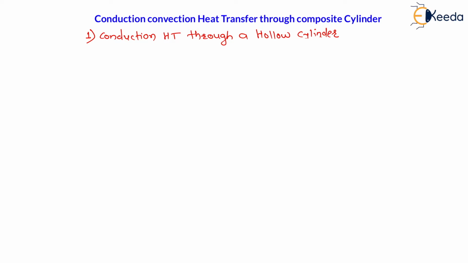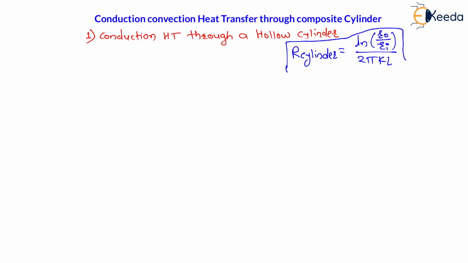Now, my dear students, in the first case, we have seen conduction heat transfer through a hollow cylinder. For this case, we got the thermal resistance through the cylinder equal to ln of outside radius Ro divided by inside radius Ri, divided by 2 pi KL, where K is the thermal conductivity of the cylinder material and L is the length of the cylinder. This is how we got the conduction resistance for the cylinder.